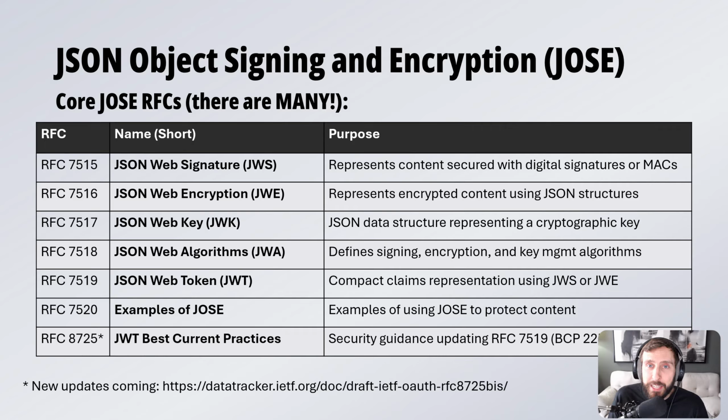We have JSON Web Keys, which define a way of representing keys that are used for those cryptographic operations. We have JSON Web Algorithms that define the algorithms that are used and how they're named and referred to across that ecosystem. Then we have JSON Web Tokens or JWTs, which define a specific variation of these types of tokens. We have RFC 7520, which has some Jose examples, which we won't really look at. And finally, in this list, we have JWT best current practices.